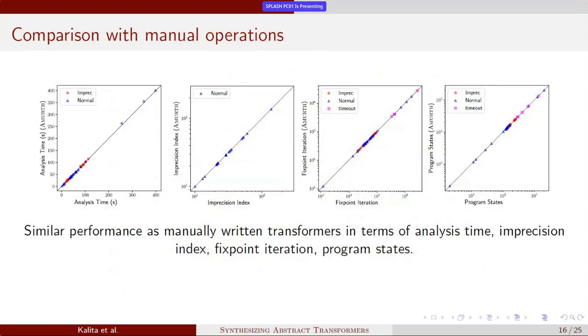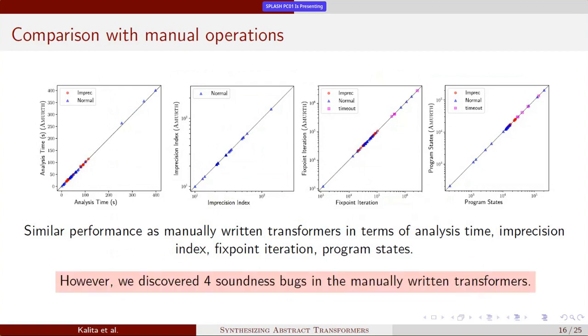Surprisingly, in terms of performance, analysis time, imprecision index, fixed point iteration, and program state, we did the same as the manually written transformer. Okay, so far so good. But we did find 4 soundness bugs in the manually written transformer.